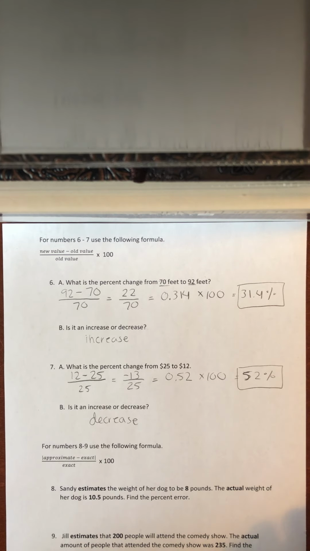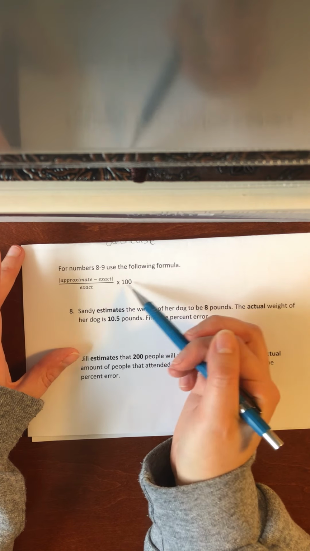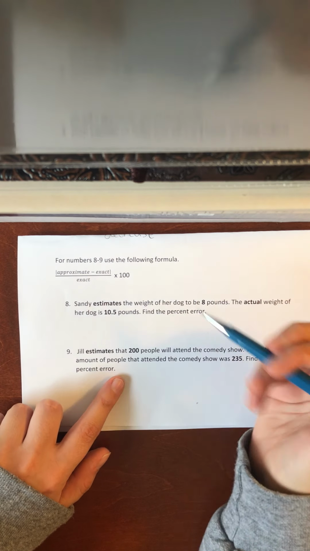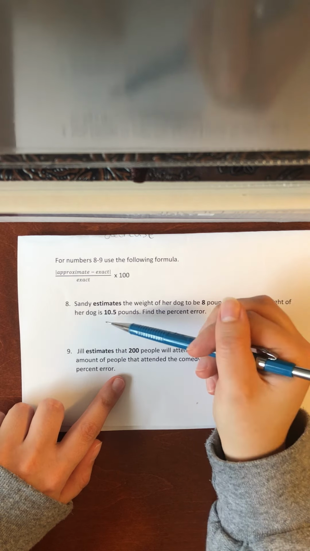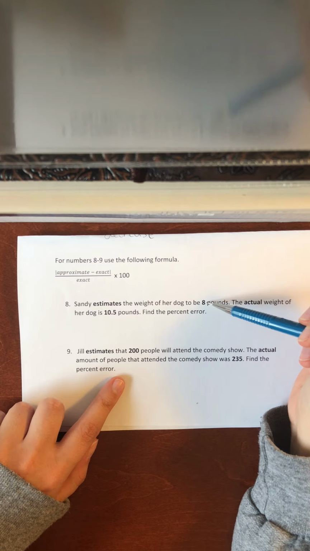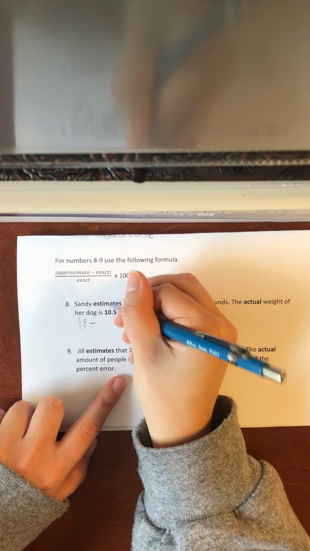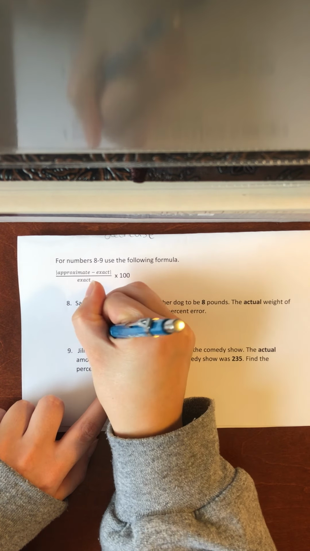Okay, this next one, so numbers 8 and 9, you're using the formula approximate minus exact, absolute value of that, over exact times 100. So for these ones, Sandy estimates the weight of her dog to be 8 pounds. The actual weight of her dog is 10.5 pounds. Find the percent error. So if she's estimating, that's the approximate. So 8 is your approximate, minus the actual weight, that's the exact weight, which is 10.5, over the exact weight, which is 10.5.